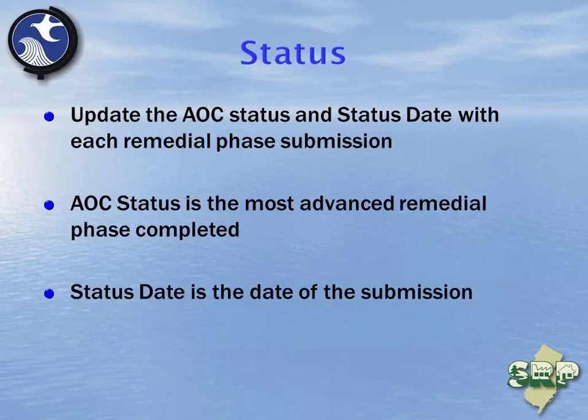Much needed. What we mean by most advanced remedial phase completed is if you come in with an SI, an RI, and an RA for a particular AOC, your status of that document would be the RA, because that is the most advanced remedial phase. You would also update the date of the submission as you go, and you need to update this every single time you submit a report for an AOC or for a site. Okay? Again, the status date is the submission.